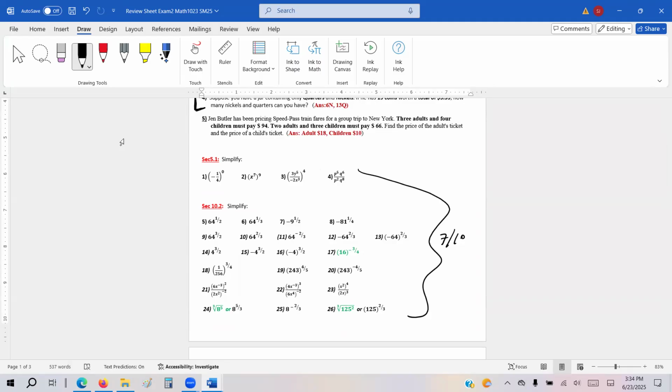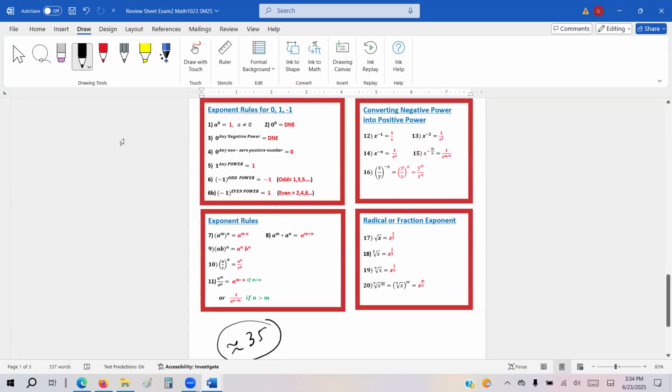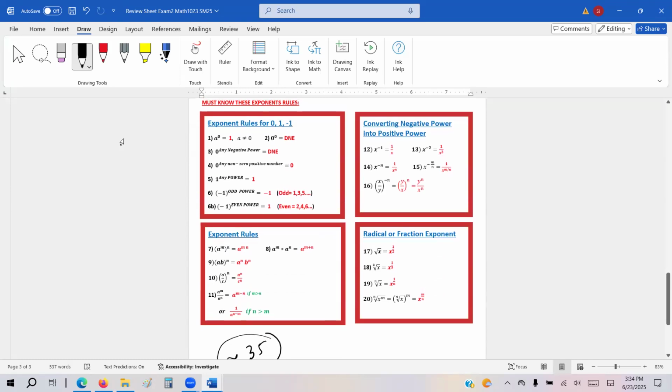What's the 35 questions? It's just the rules. 1 point each, 35 questions. But there's only 20. I'll give you more examples. For example, 1 to the any. This is 1 to the any. I'll give you 1 to the positive power, 1 to the negative power, 1 to the 0 power. See? So just remember your rules very well.